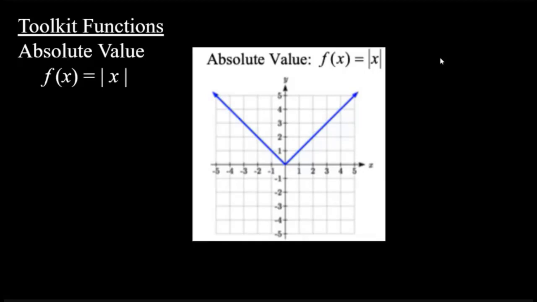Okay, here's one that's made up of a couple lines that are joined together. This is the absolute value function. Remember that it's always going to have a V shape. And this is, again, the most basic absolute value function.